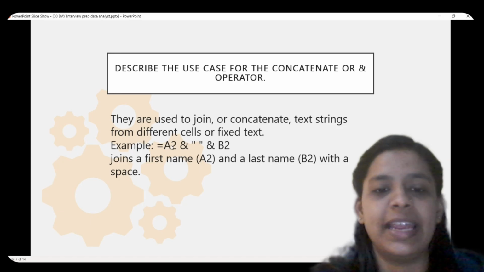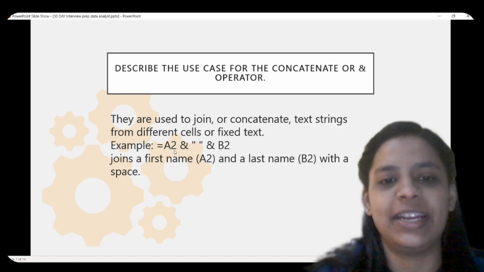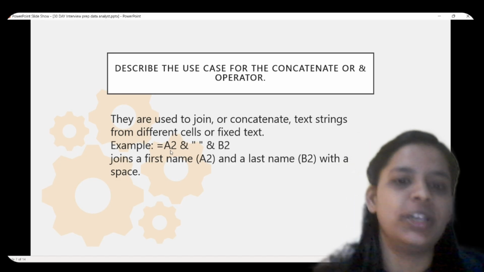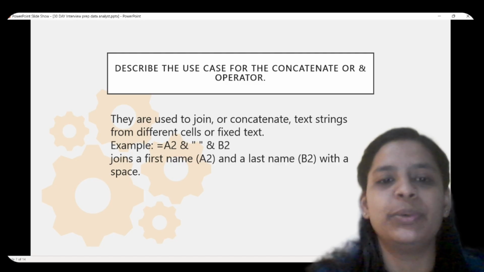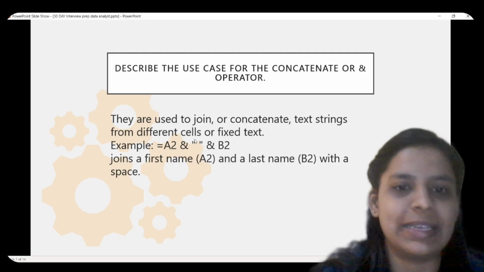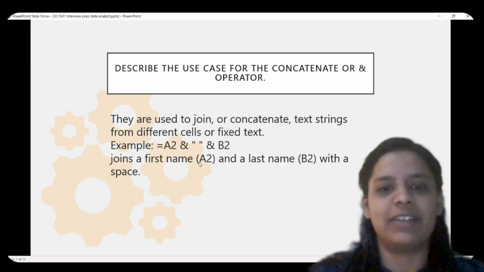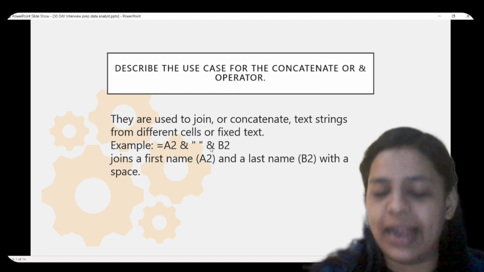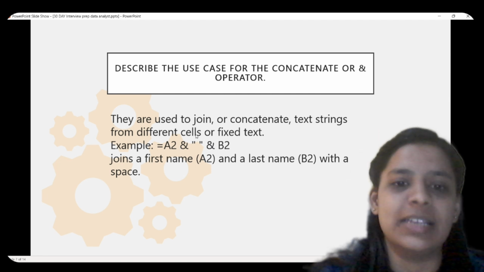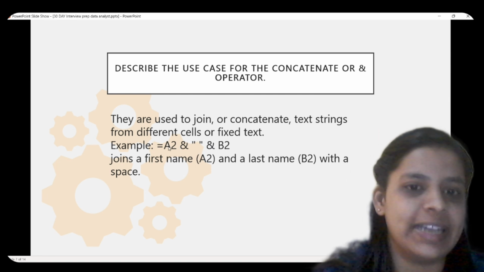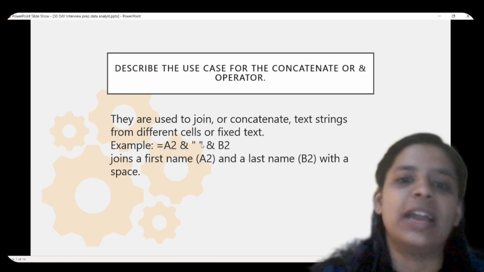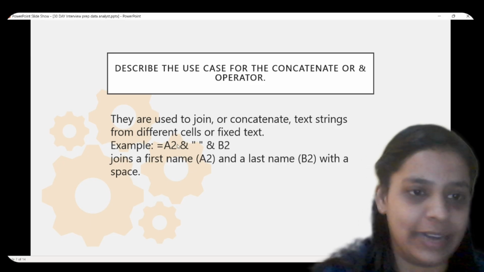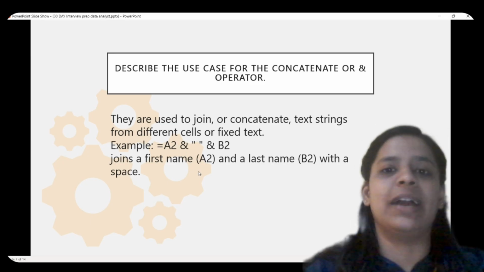Let's say A2 refers to the first name and B2 refers to the last name. Now we want to get the full name of some member. So we'll use A2, then pass a space so that there is a space between the first name and last name, and then B2. A2 is already a string, B2 is already a string, and we are passing the space as a string, and then we are concatenating all of them with the ampersand operator or the CONCATENATE function. I hope that was clear.